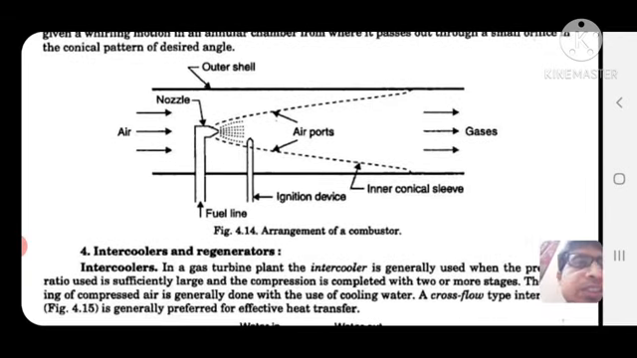One is the ignition device, another one is the fuel line. Air comes in through the air port, the nozzle air goes into the air ports, and this is the arrangement of the combustion chamber.